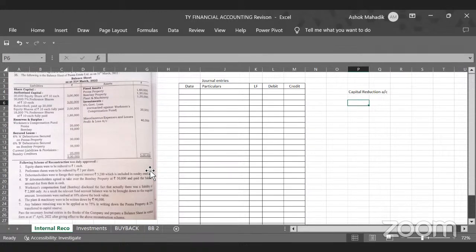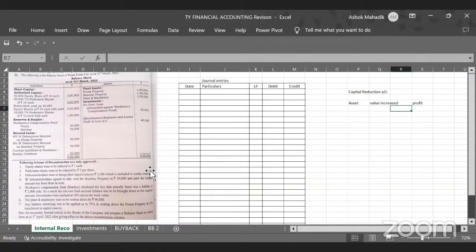Okay. So in all the entries of profit and loss, we used to use P&L account. But in internal reconstruction chapter, what we have to use is capital reduction account instead of using P&L account. Okay, say for example, if value of asset increased, then there is a profit. So capital reduction account will be credited instead of P&L account. Okay, I'll tell you. Suppose asset is there, and its value increased. So it's a profit, right?